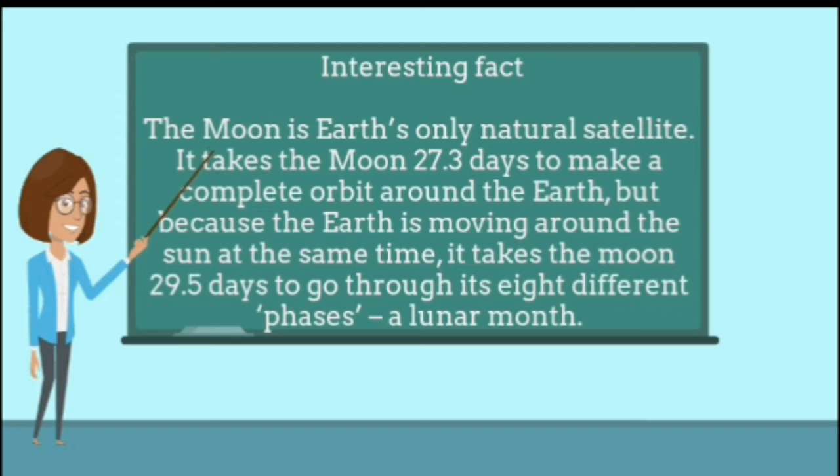Interesting fact: the moon is the Earth's only natural satellite. It takes the moon 27.3 days to make a complete orbit around the Earth. But because the Earth is moving around the Sun at the same time, it takes the moon 29.5 days to go through its 8 different phases.